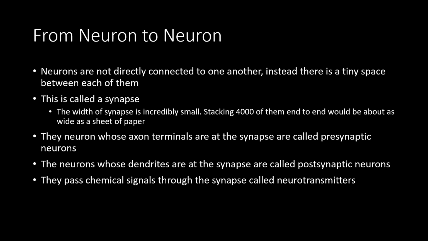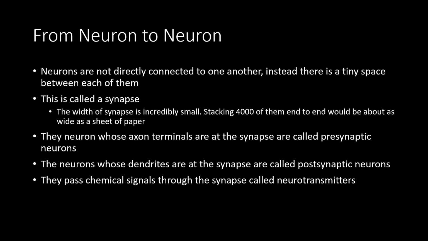For reference, if you were to stack 4,000 synapses approximately end to end, those would be about as thick as a standard sheet of paper that you get when you print out an assignment. Now, the neuron whose axon terminals are coming to the synapse, the one passing on information, is called the presynaptic neuron. And the neuron whose dendrites are at the synapse is called the postsynaptic neuron, meaning the one that is going to receive the signal, or is downstream.